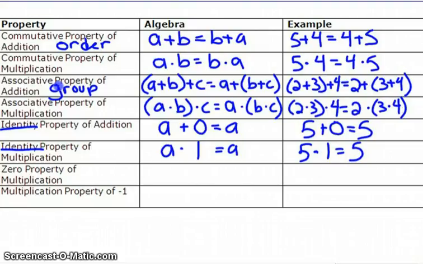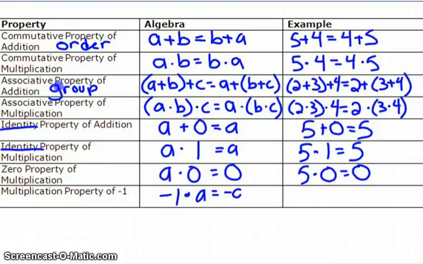Now the zero property of multiplication is what happens when you multiply a number by 0. It becomes 0. So 5 times 0 equals 0. The multiplication property of -1 is just saying when you multiply a number by -1, you get the opposite of that number. So if I take -1 times 5, I would get -5. Those are the properties of real numbers. So let's go through some examples.